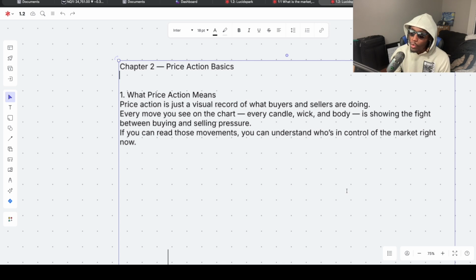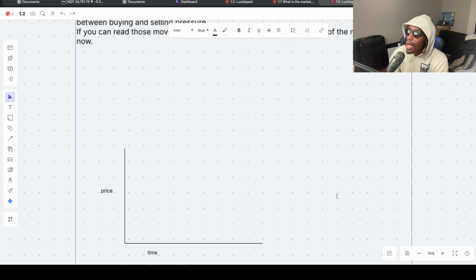So if you could just read what's going on in the candlesticks, if you can understand the story that price action is trying to tell you, you make money. It's that simple. All you gotta do is understand the candlesticks and then you make money. Alright, so let's go down.